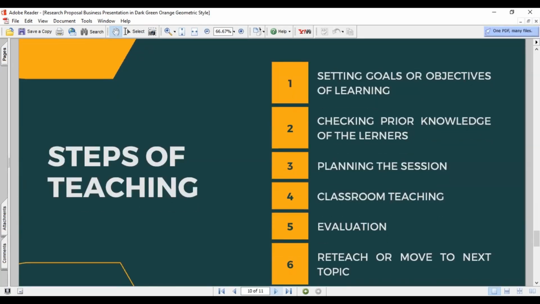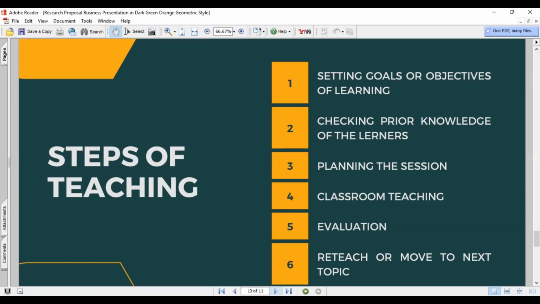Now, this is something really important, because this has been coming up in many years' question papers. To put it in correct order, this kind of question comes. So this is something which I thought that it should be put up here. So the first step is setting goals or objectives of learning, and then checking prior knowledge of the learners, then planning the session, then classroom teaching, and then evaluation and reteach or move to the next topic.